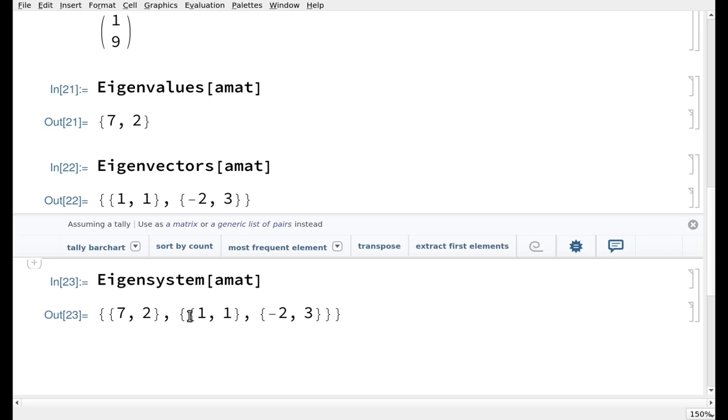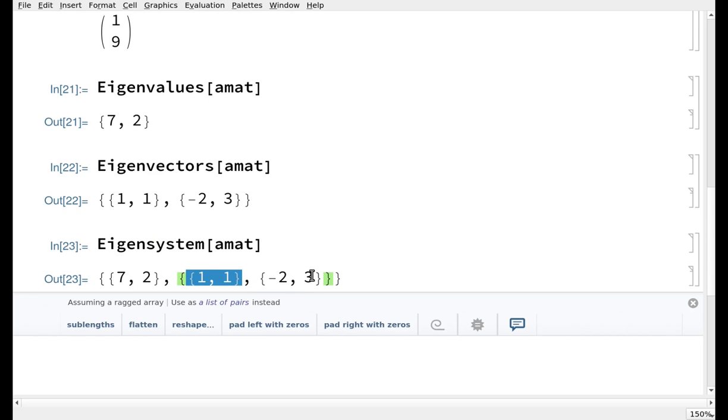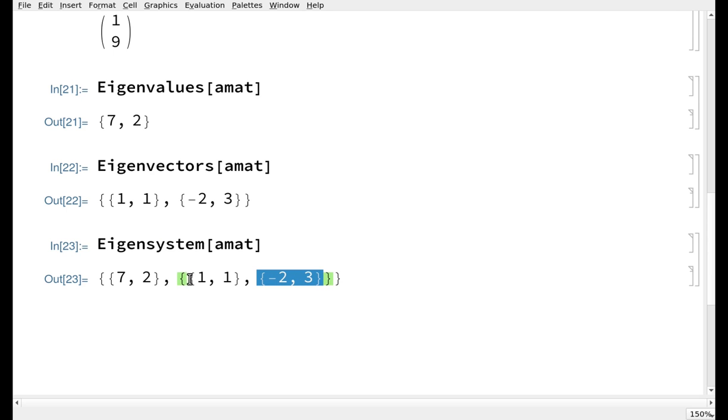Notice, by the way, that it just gives you a vector here as a one-dimensional matrix. It's kind of like a one-dimensional list, not as a 1 by 2 matrix, right? Sometimes that's a little irritating, but you can learn to live with it.